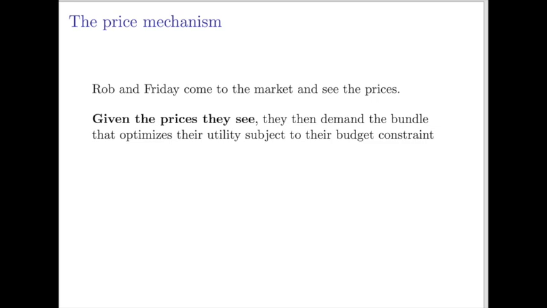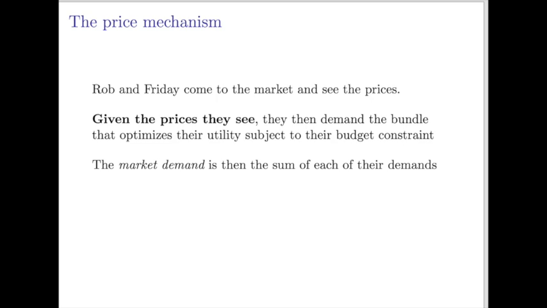This is what we refer to when we're talking about Adam Smith's invisible hand. So let's get into that in a little more detail. Like I said, all these Robs and all these Fridays are going to come to the market, they take the prices given, and then they are going to sell their endowments and demand their optimal bundles.